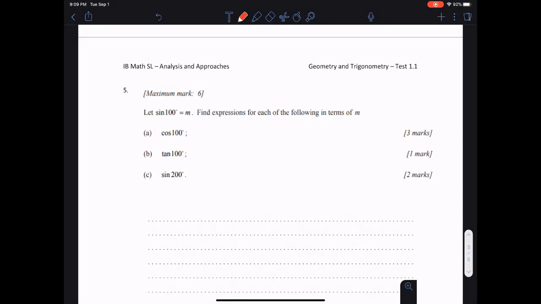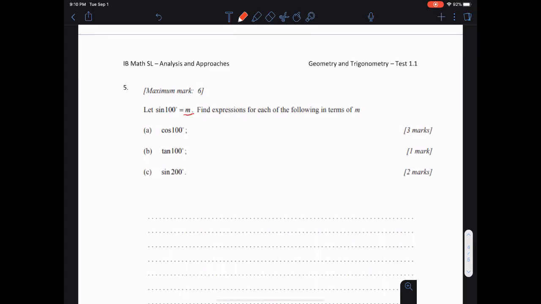This is sort of a non-calculator question that you would see on paper 1. Let sine of 100 equal m. Find expressions for each of the following in terms of m. So this right here, we're going to represent A, B, and C in terms of m only. So there's not going to be any trig functions in our answers. So cosine of 100. So here's what we're going to have to do: relate sine of 100 to cosine of 100.